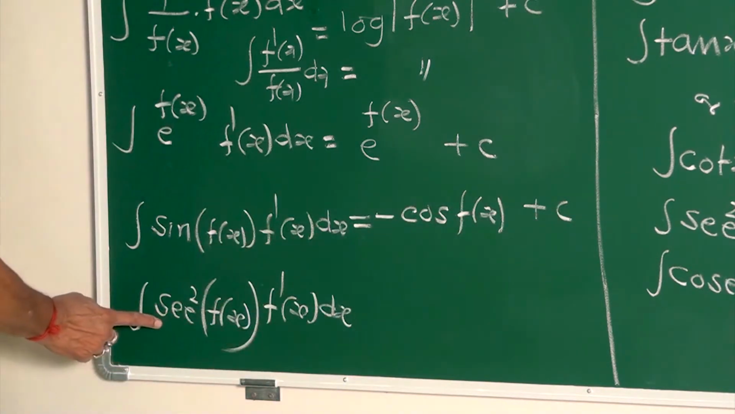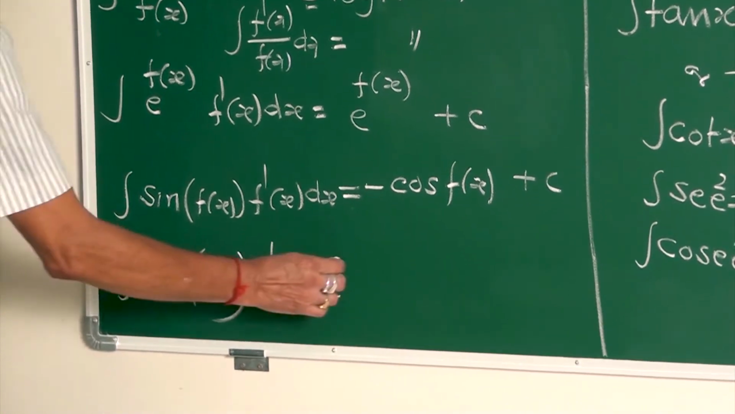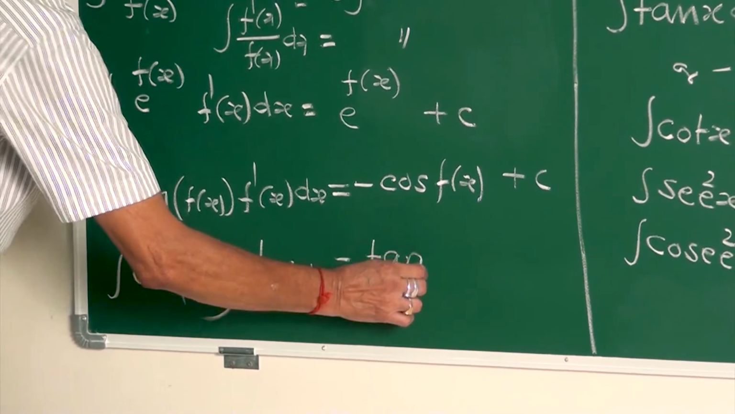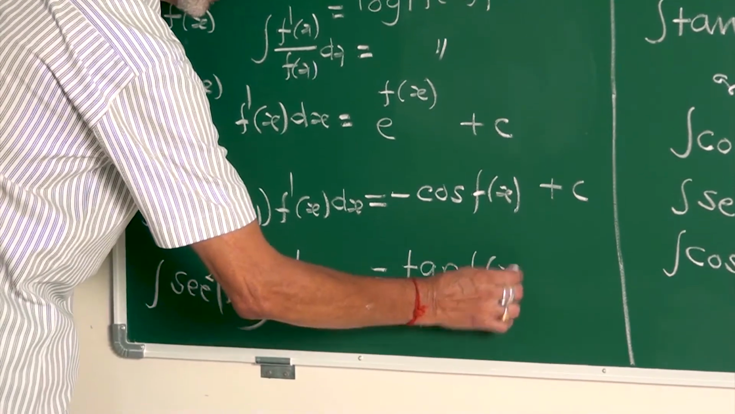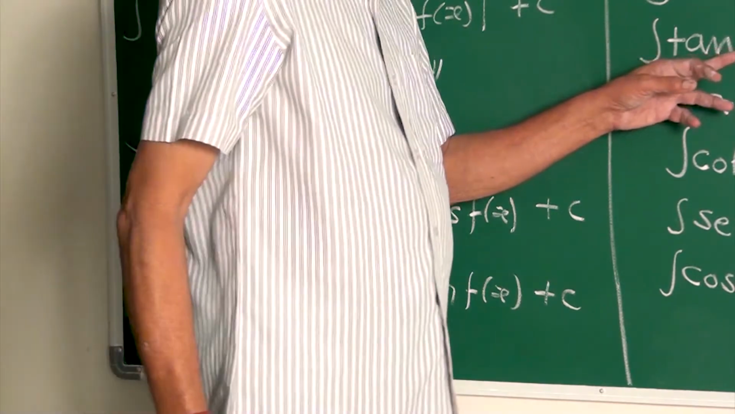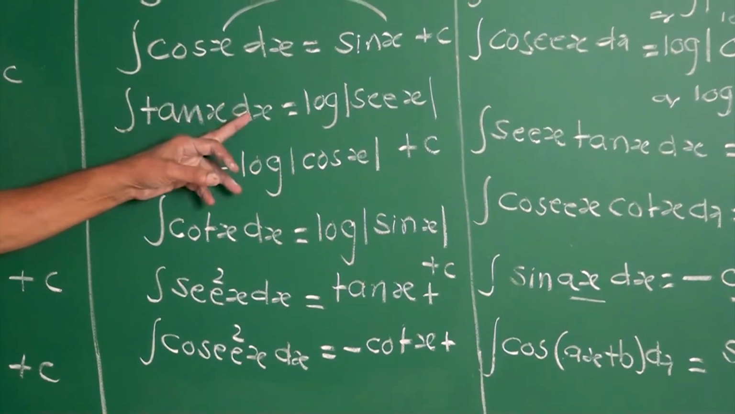Similarly, I have written one more. Integral of sec square f needs f'. Now, what is the integral of sec square? Tan. If you want x here, you write x. If it is other than x, you write other than x: f(x) plus c. Like this, my friends, you can write. It is tan f(x), integral of sec square f(x) f'(x) dx.